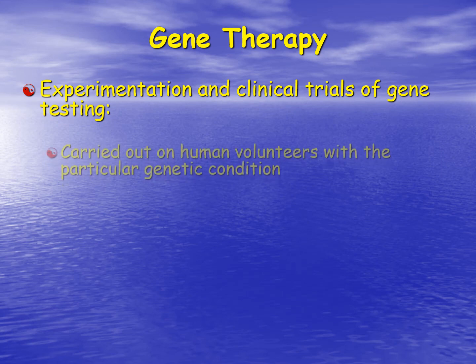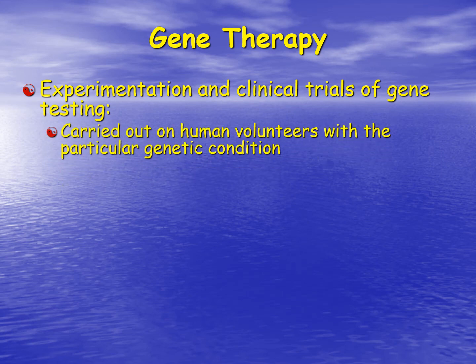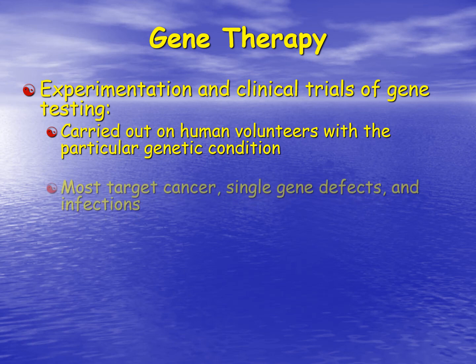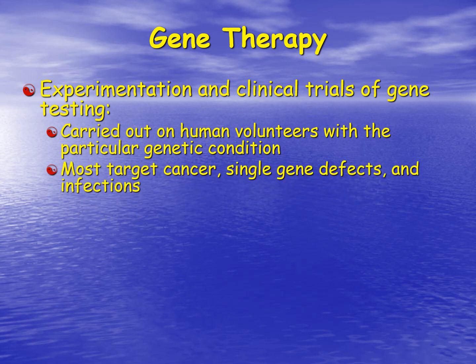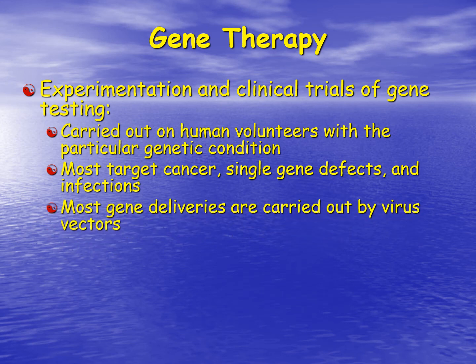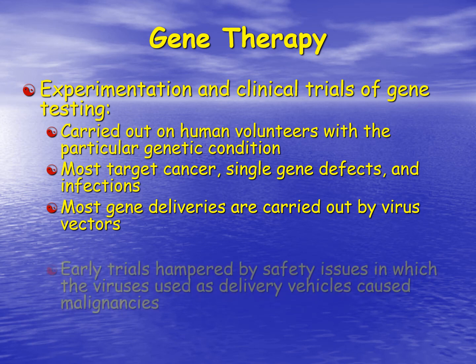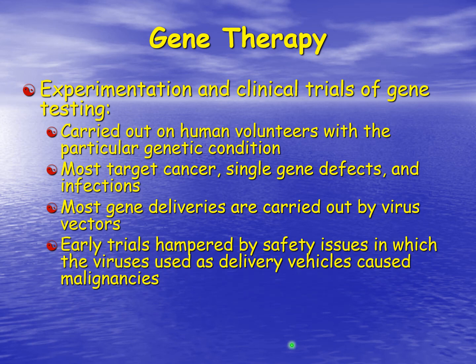Experimentation and clinical trials of gene therapy have been carried out on human volunteers with the particular genetic condition. Most gene therapies target cancer cells, single gene defects, or infections caused by genetic dysfunction. Most gene deliveries are carried out by virus vectors. Early trials were hampered by safety issues in which the viruses used as delivery vehicles actually caused malignancies in the cells in which they were injected.